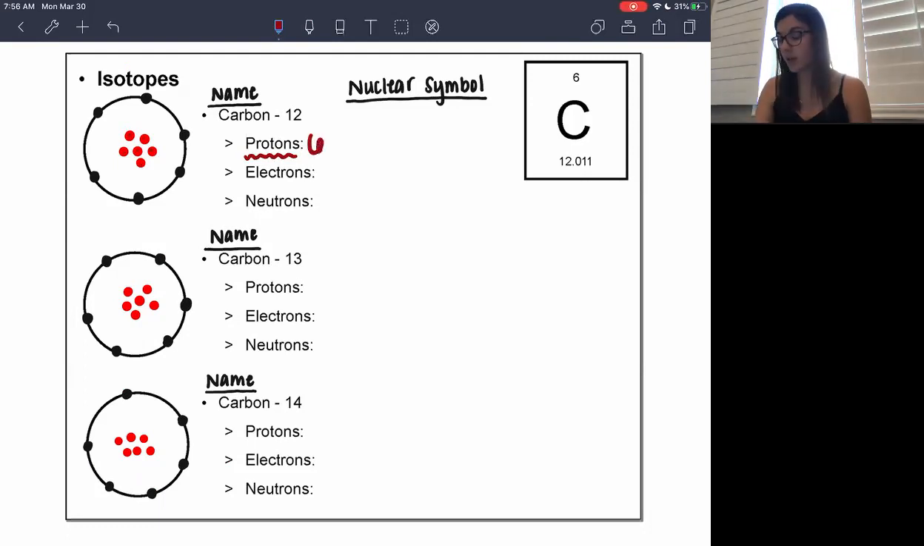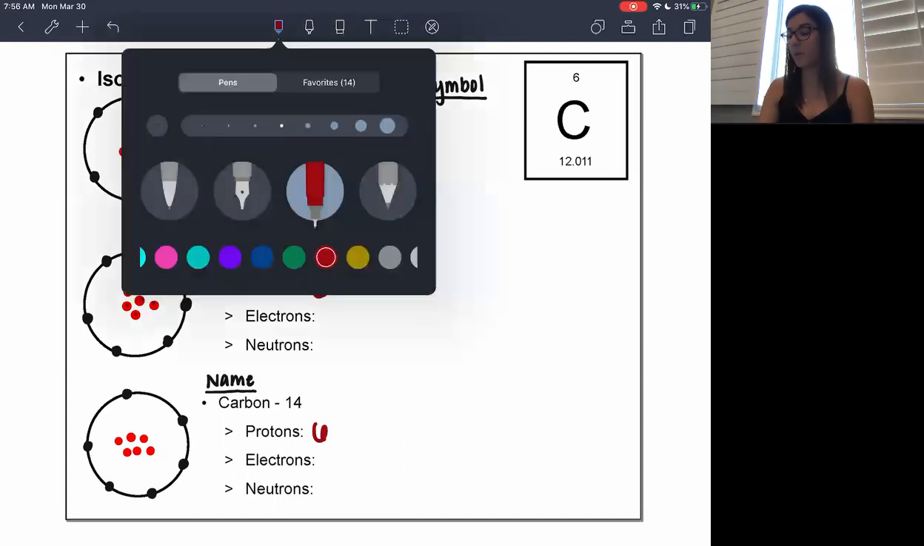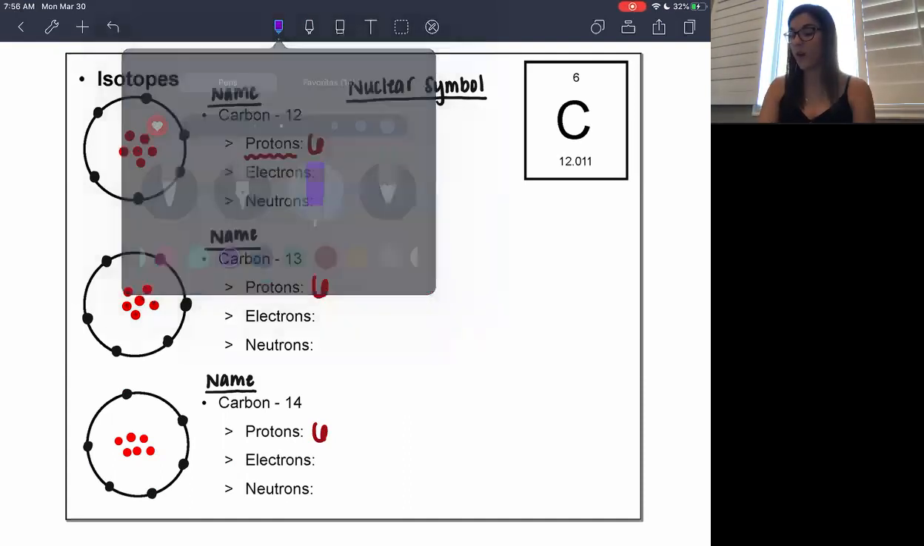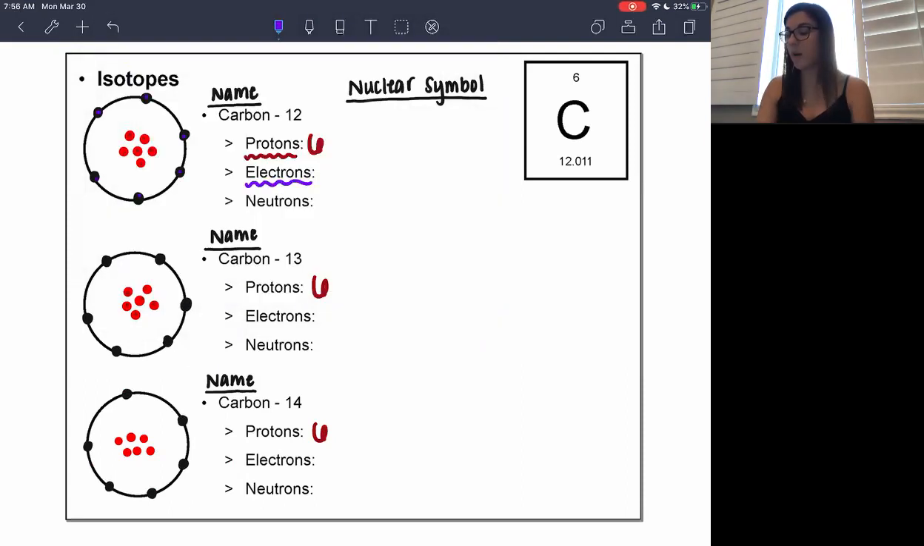In carbon 13, I have 1, 2, 3, 4, 5, 6 protons. And in carbon 14, I don't even have to dot it out. I've got 6 protons. My electrons are going to be on the outside of the atom. So these are the black particles on the ring outside of the atom. Carbon 12 appears to have 6 electrons. Carbon 13 also has 6 electrons, and carbon 14 also has 6 electrons. So it seems like they have everything in common, but maybe something will be different when I get to neutrons.